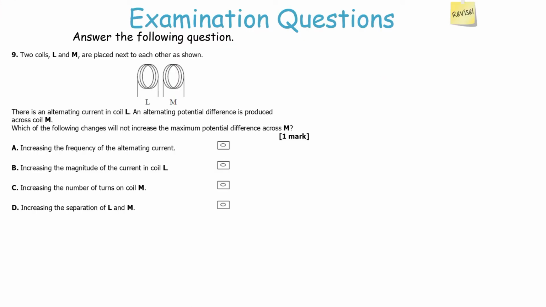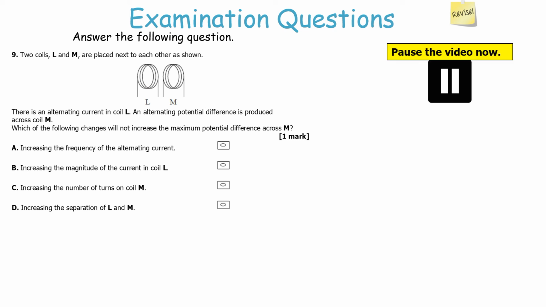Let's now have a look at a few questions concerning magnetic fields. Two coils L and M are placed next to each other as shown. There's an alternating current in coil L and an alternating potential difference across coil M. Which of the following changes will not increase the maximum potential difference across M? Pause the video now, then unpause the video when you want to go through your answer.